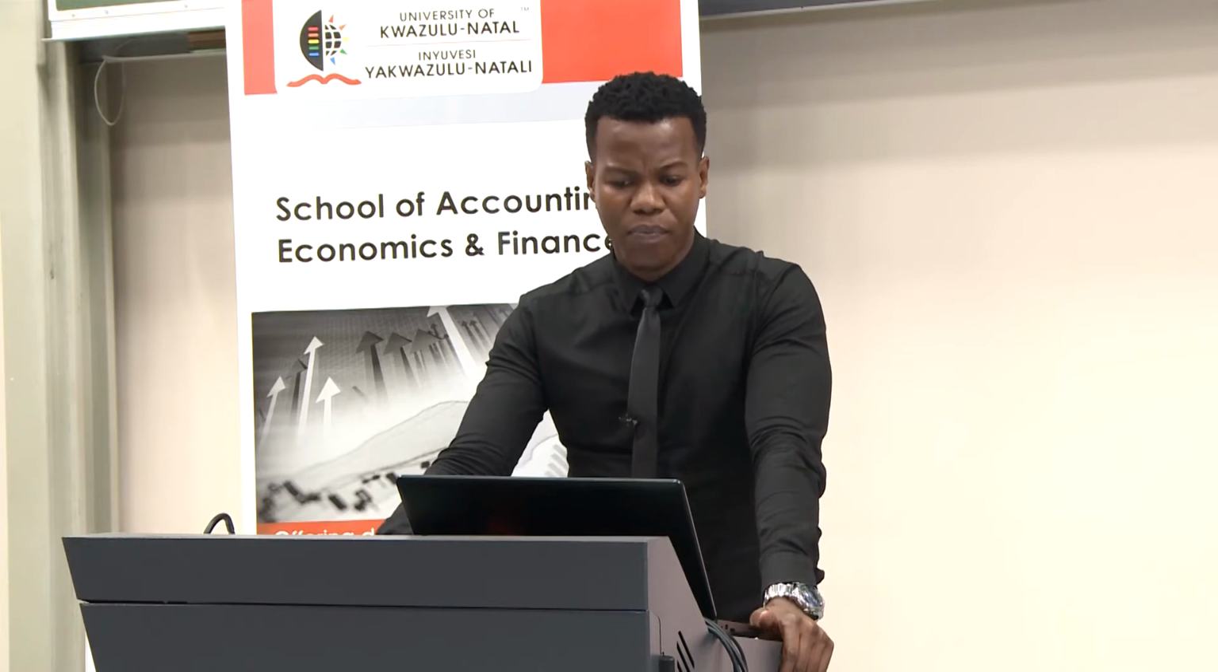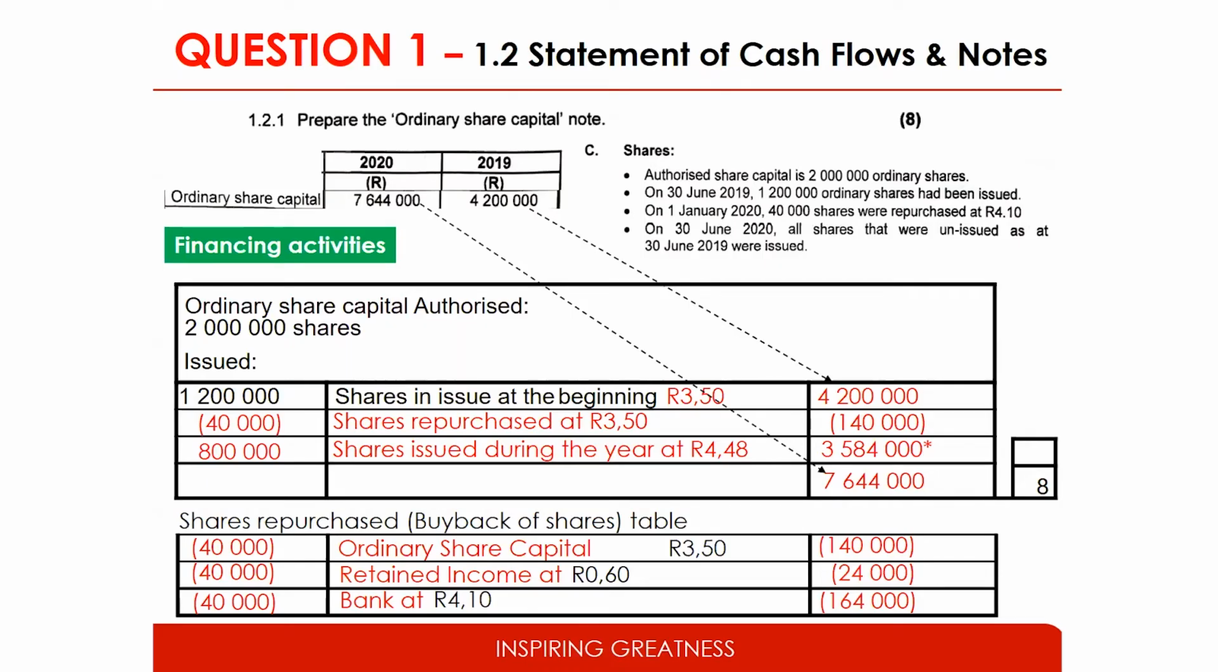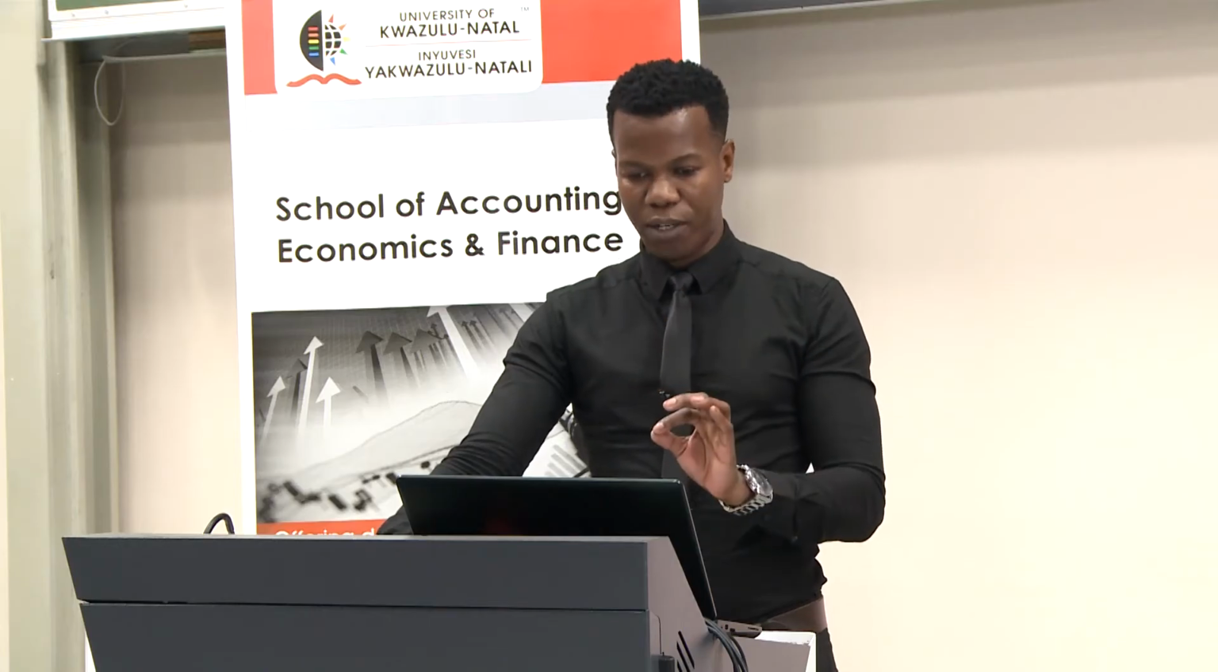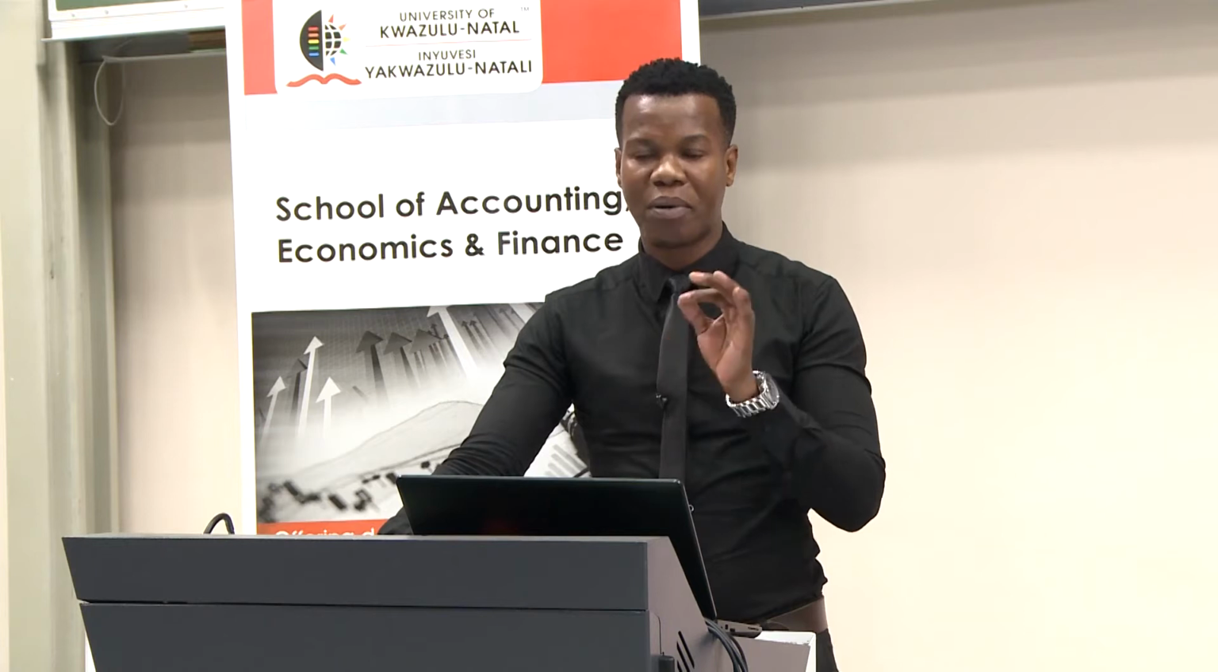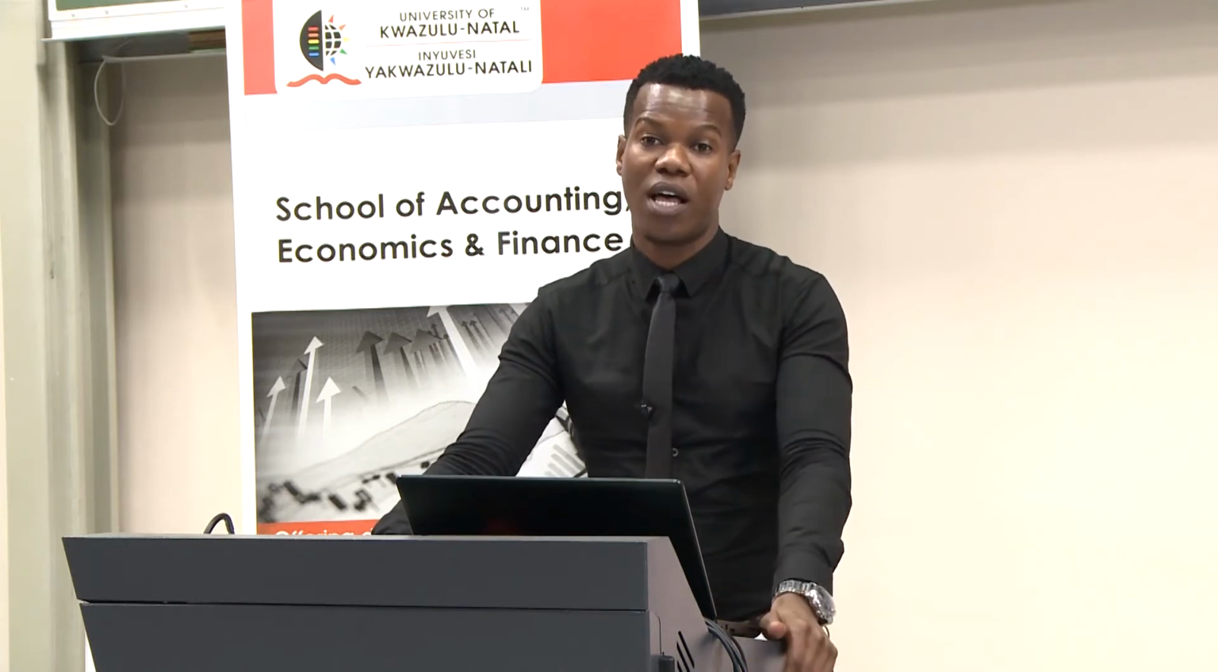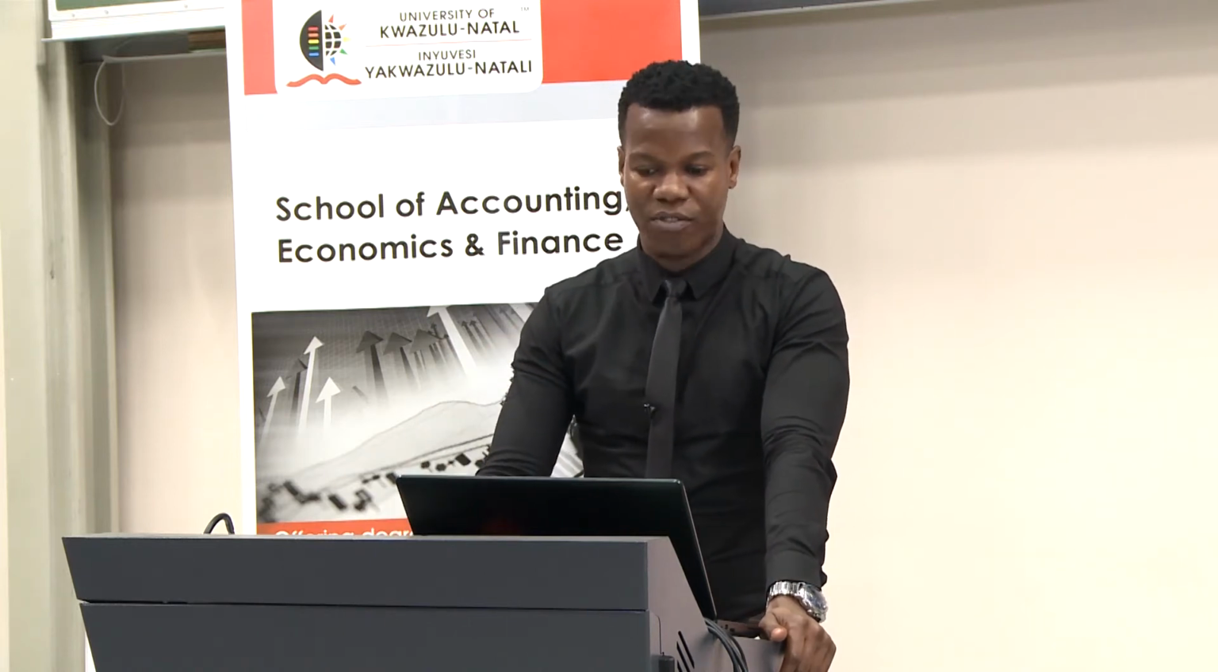For example, the first calculation is the 40,000 ordinary share capital of 140,000 rand. Now that is at that 3.50 rand. That's the normal price that we would have sold those shares to the existing shareholders that we want to buy the shares back from.